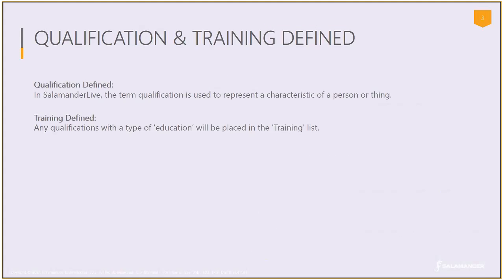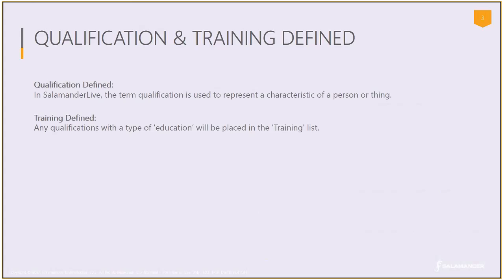All right, so first, before we even go into Salamander Live, I do want to first talk about the difference between qualification and training. So in Salamander Live, the term qualification is used to represent a characteristic of a person or a thing. So for example, a person with a CPR certification would have a qualification assigned to their record indicating that they are qualified to do CPR. Same thing like for a piece of equipment, like a generator. A generator might be able to generate 8,000 watts of electricity. In this instance, the qualification of 8,000 watts would be assigned to that generator record.